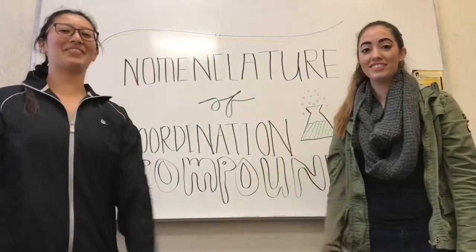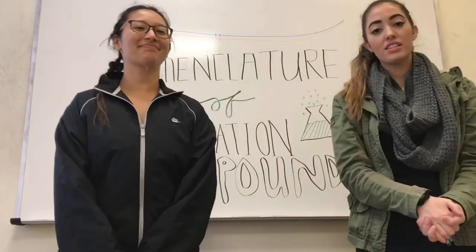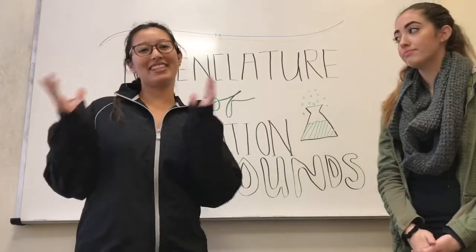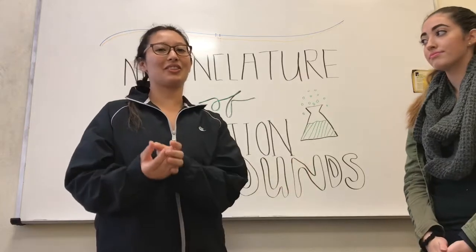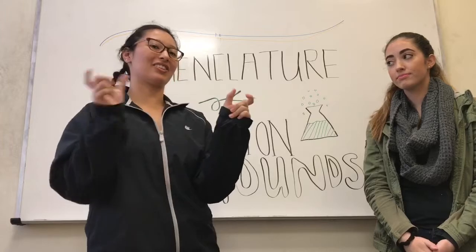And I'm Sara. And today we're going to talk about nomenclature of coordination compounds. Before we discuss naming the coordination compounds, we're going to talk about what they are. So, a coordination compound usually consists of a complex ion, which is usually composed of a metal cation, and it's bonded to neutral ions, which are usually anions or ligands.